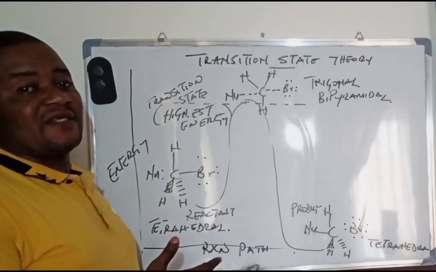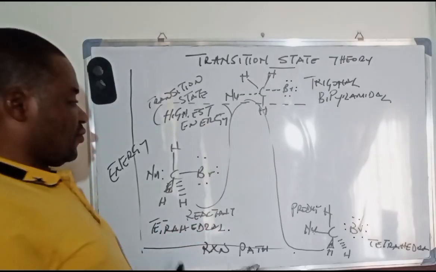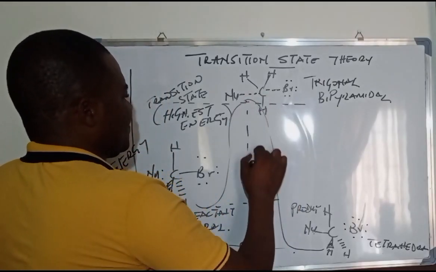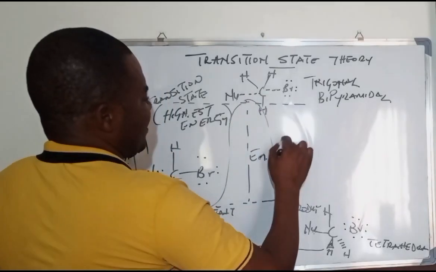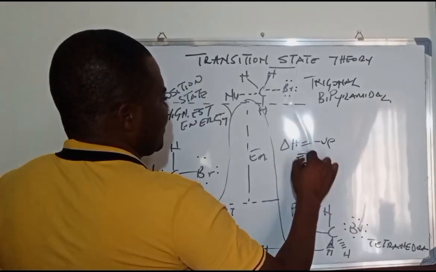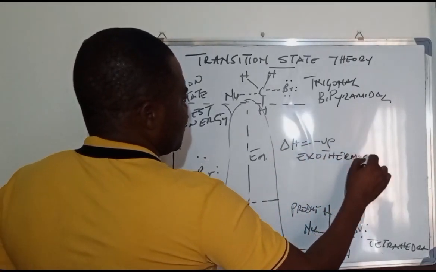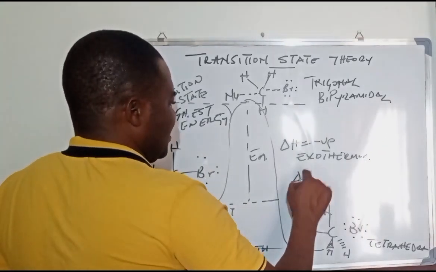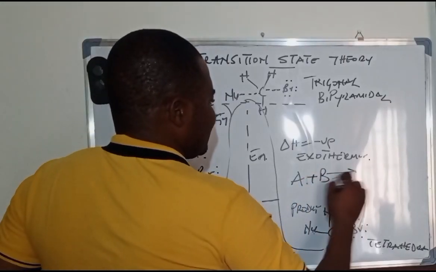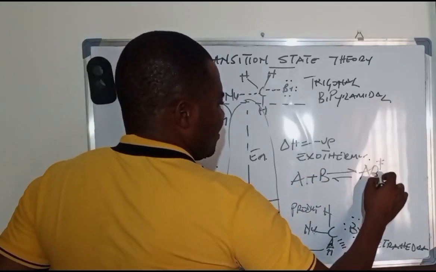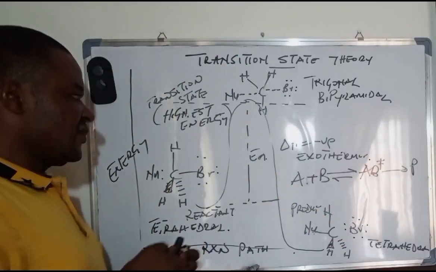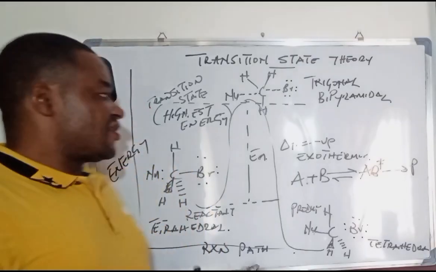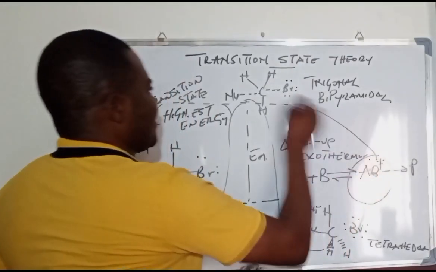Now this is a typical diagram of an exothermic reaction. If you look at it here, you'll see that from here to here should be your activation energy. So this delta H here is negative because it is exothermic. Now what I want us to know is that you could have a reaction given to you as A plus B, and you have AB, and then you have product. This is a typical reaction that has a transition state. This is likened to what we have here.